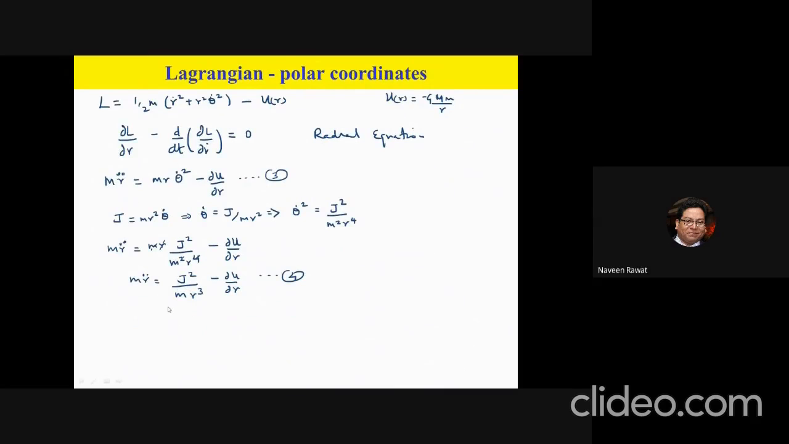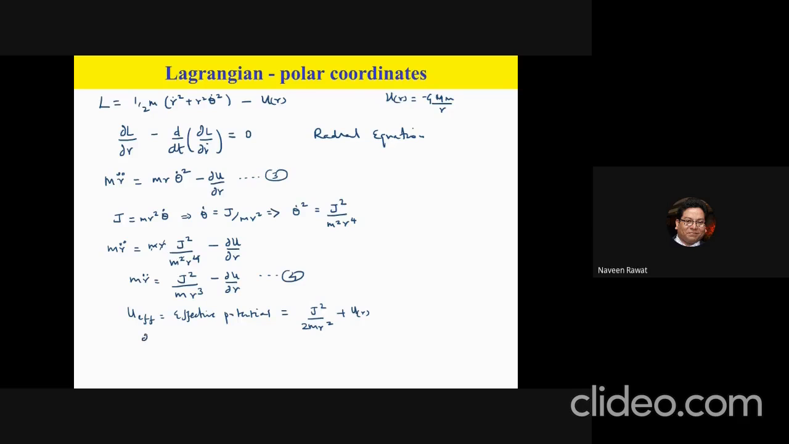Okay, so we want to bring this expression into a much more comfortable form, and the way we can do that is if we introduce a potential that is known as the effective potential. We are going to define the effective potential as a quantity that is j square by 2mr square, plus u of r. Okay, and see what we get here.